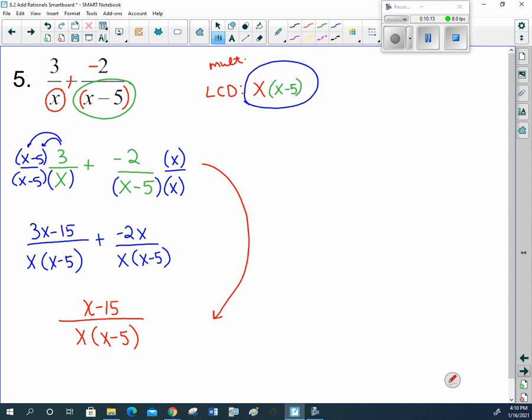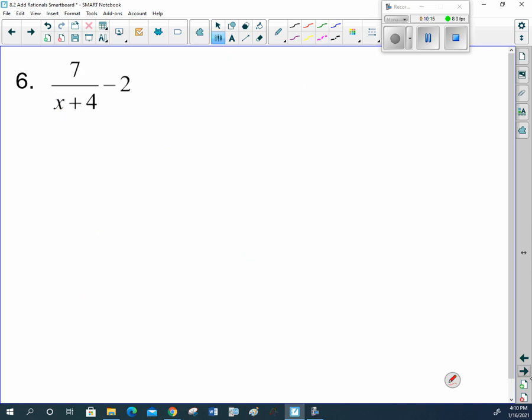Okay, let's try another one. So this one right here, I'm going to make this a negative 2 over 1. And I'm going to put this as a grouping, so I call that my parentheses. So now we have to figure out what our lowest common denominator is. So remember my pattern. I always check for numbers, lone variables, and then parentheses. We have to have all those in our lowest common denominator.